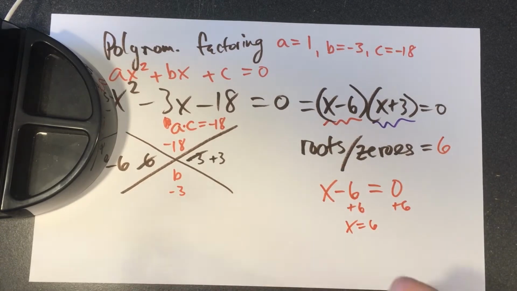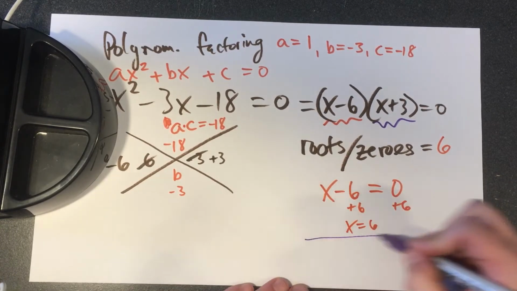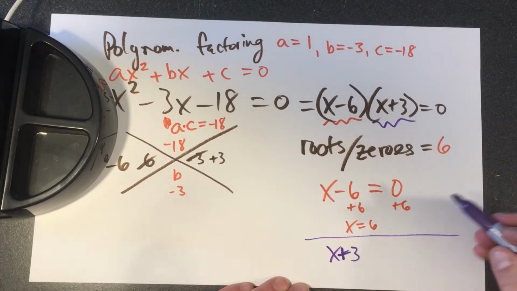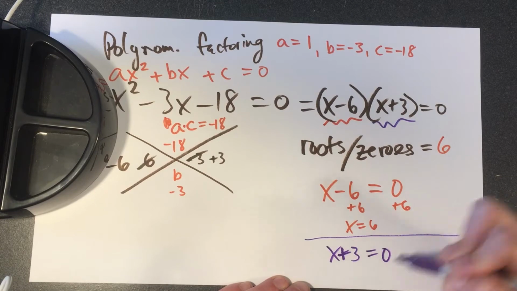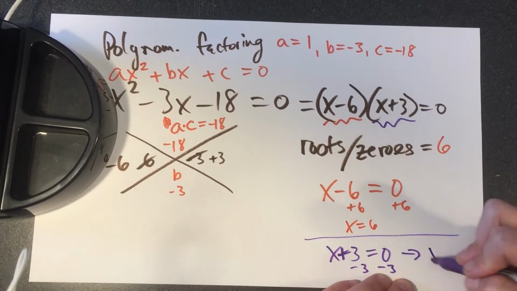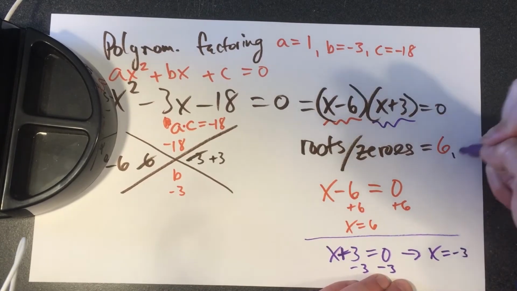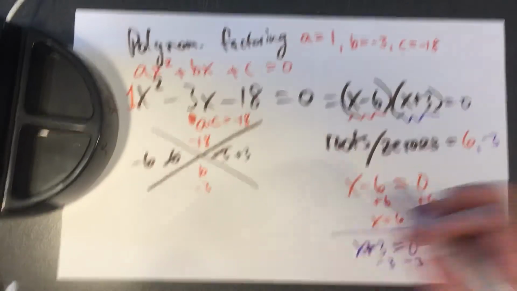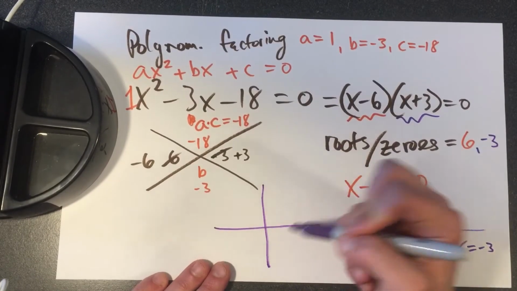Let's take the purple scenario now. This is x plus 3 equals 0. I subtract 3 from both sides. That means that x equals negative 3. So that's my other root. You see how to find roots. By the way, I could also graph this. You should be able to graph it too.